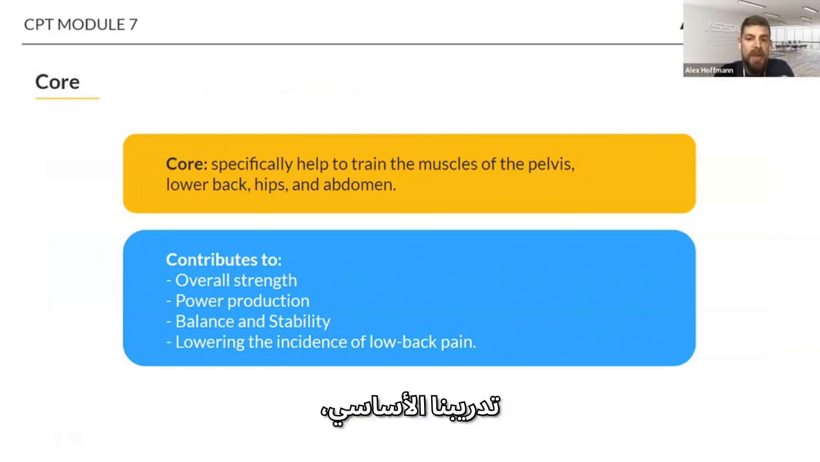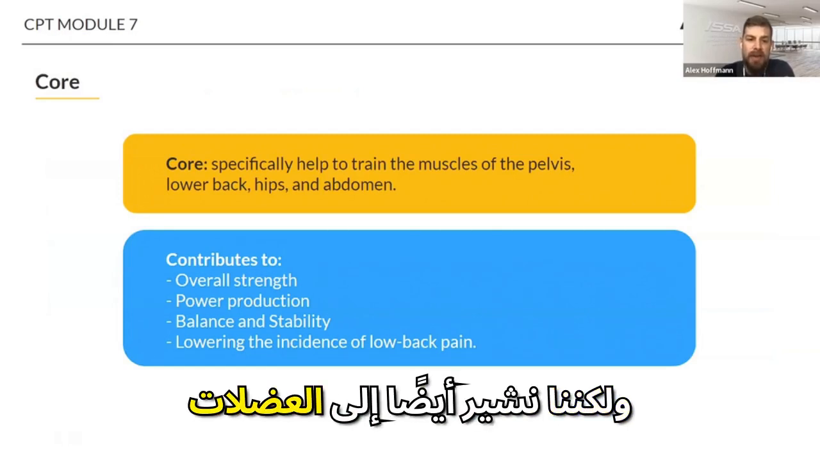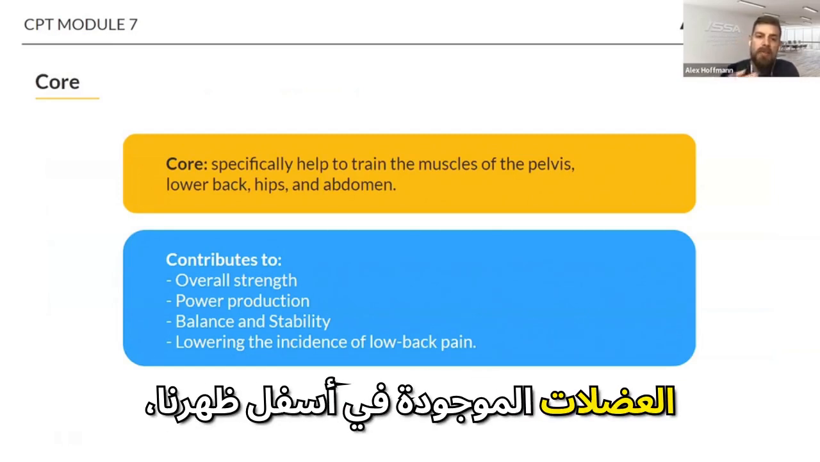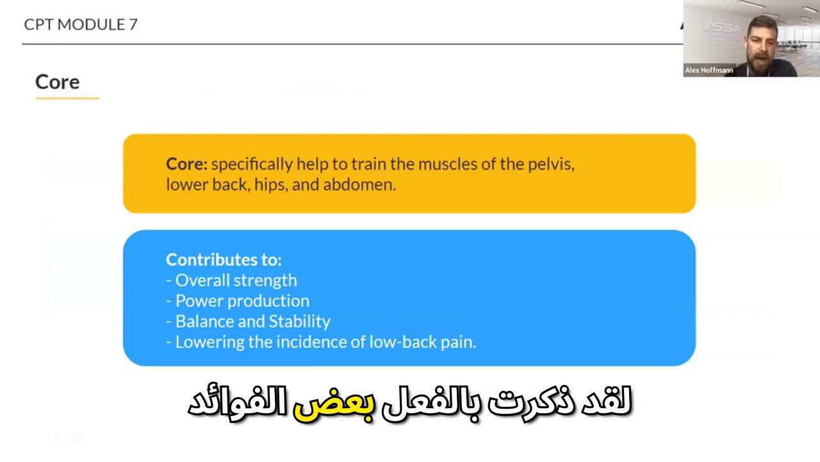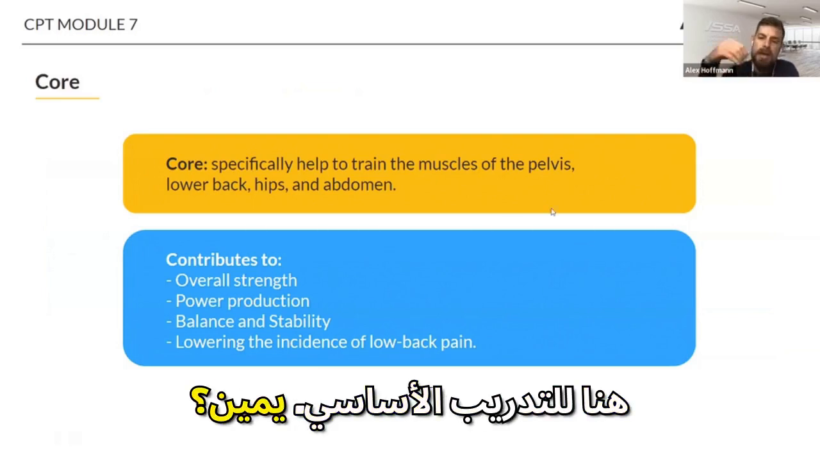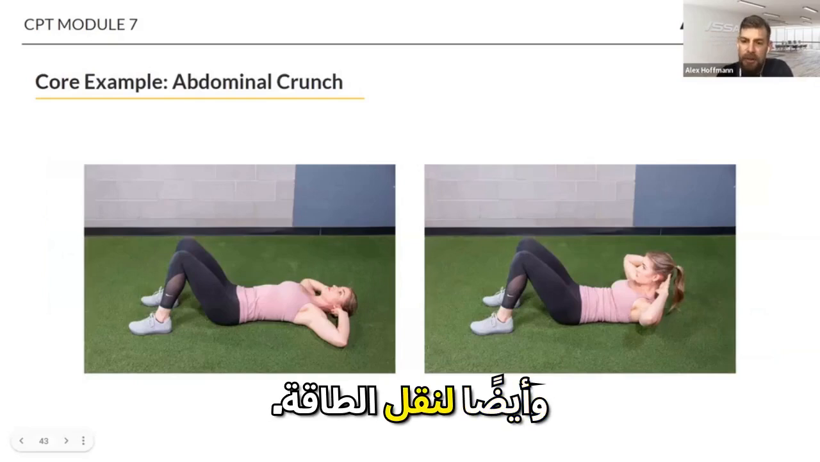So when we're talking about our core training, we talked a little bit about this yesterday. We're referring to muscles in our abdomen, but we're also referring to muscles beyond that as well. So muscles in our low back, hips, and our pelvic muscles as well. I already mentioned what some of the benefits here are of core training, right? So safety reasons, and then also for power transfer too.